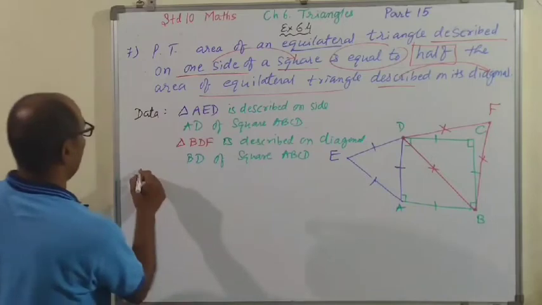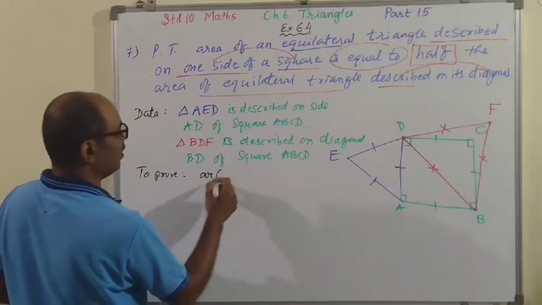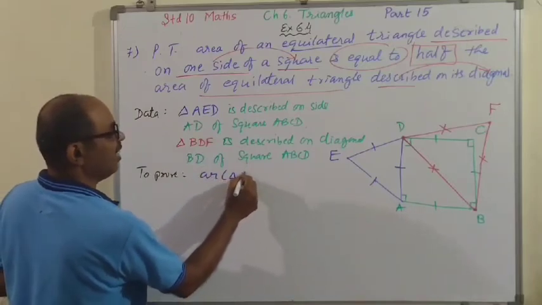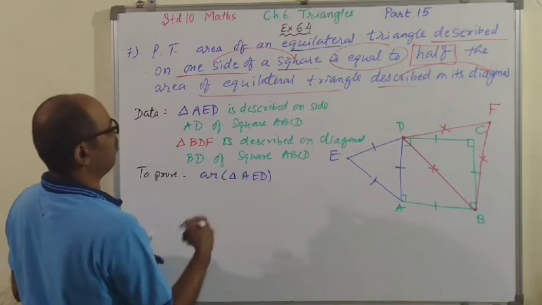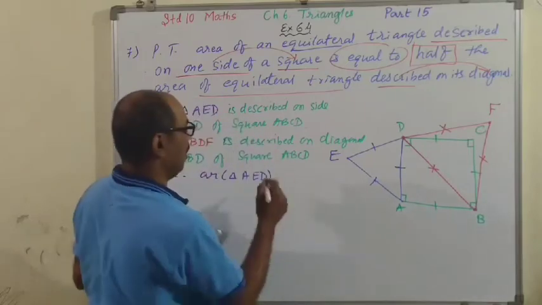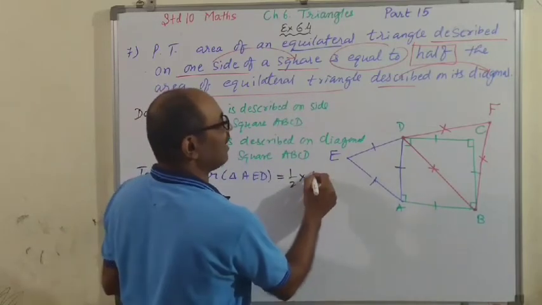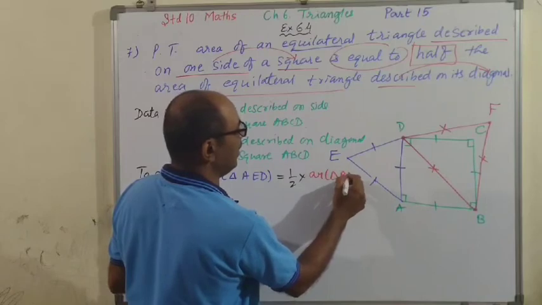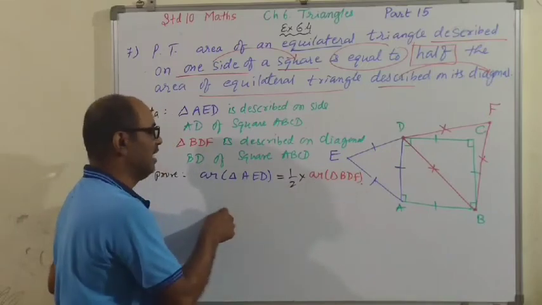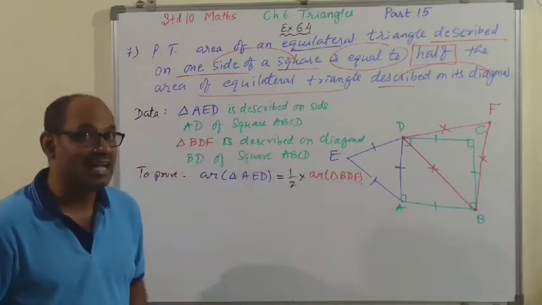What you have to prove? To prove: area of the blue triangle, area of triangle AED, or ADE, whatever you like, is equal to half the area of the triangle described on the diagonal, that is area of triangle BDF. Children, उसका मतलब area of blue upon area of red is equal to half, but that ratio you can take if the two triangles are similar.